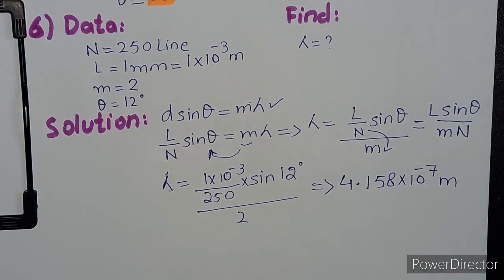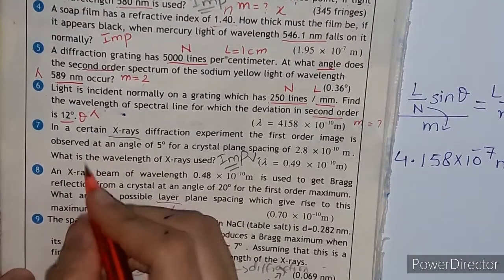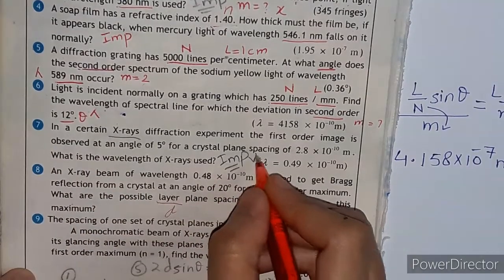Now moving towards the next numerical, number 7. This problem is important for long question.